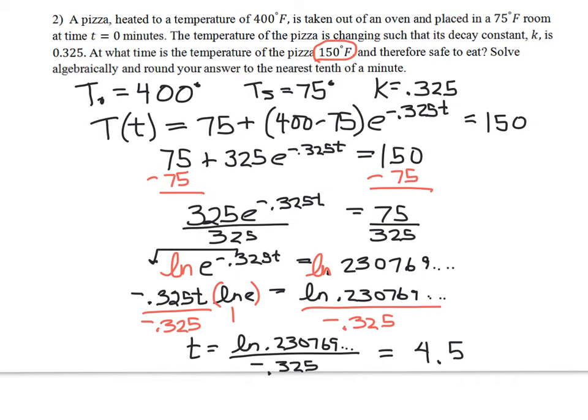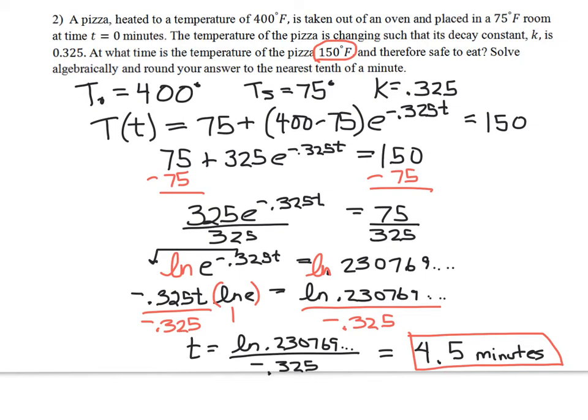So this tells me that I'm going to have to wait 4.5 minutes to eat my pizza so that it has cooled off enough so that I don't burn my mouth. So 4.5 minutes is our answer. Look over that simplification and how we solved for the time, especially watching the part where we took the natural log on both sides of the equation.